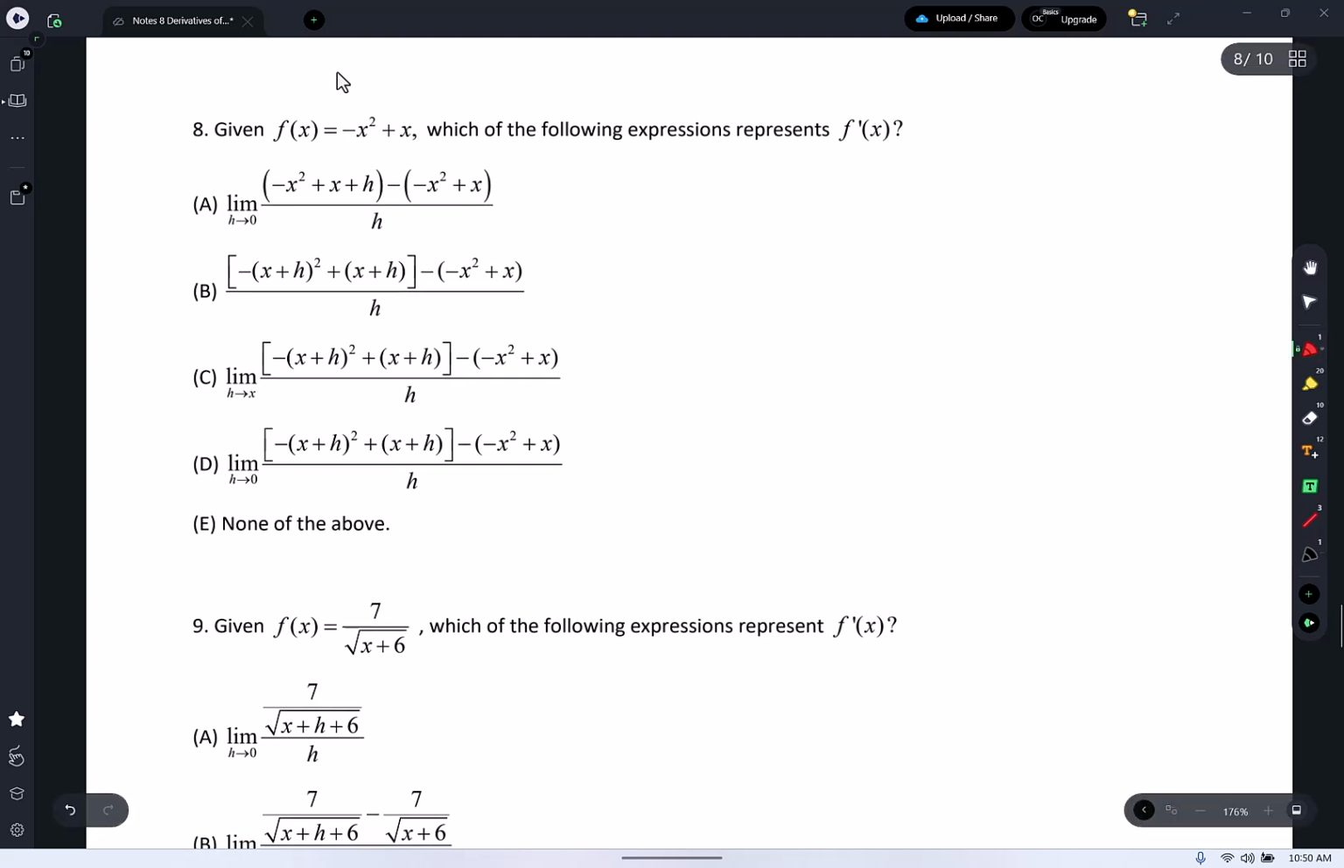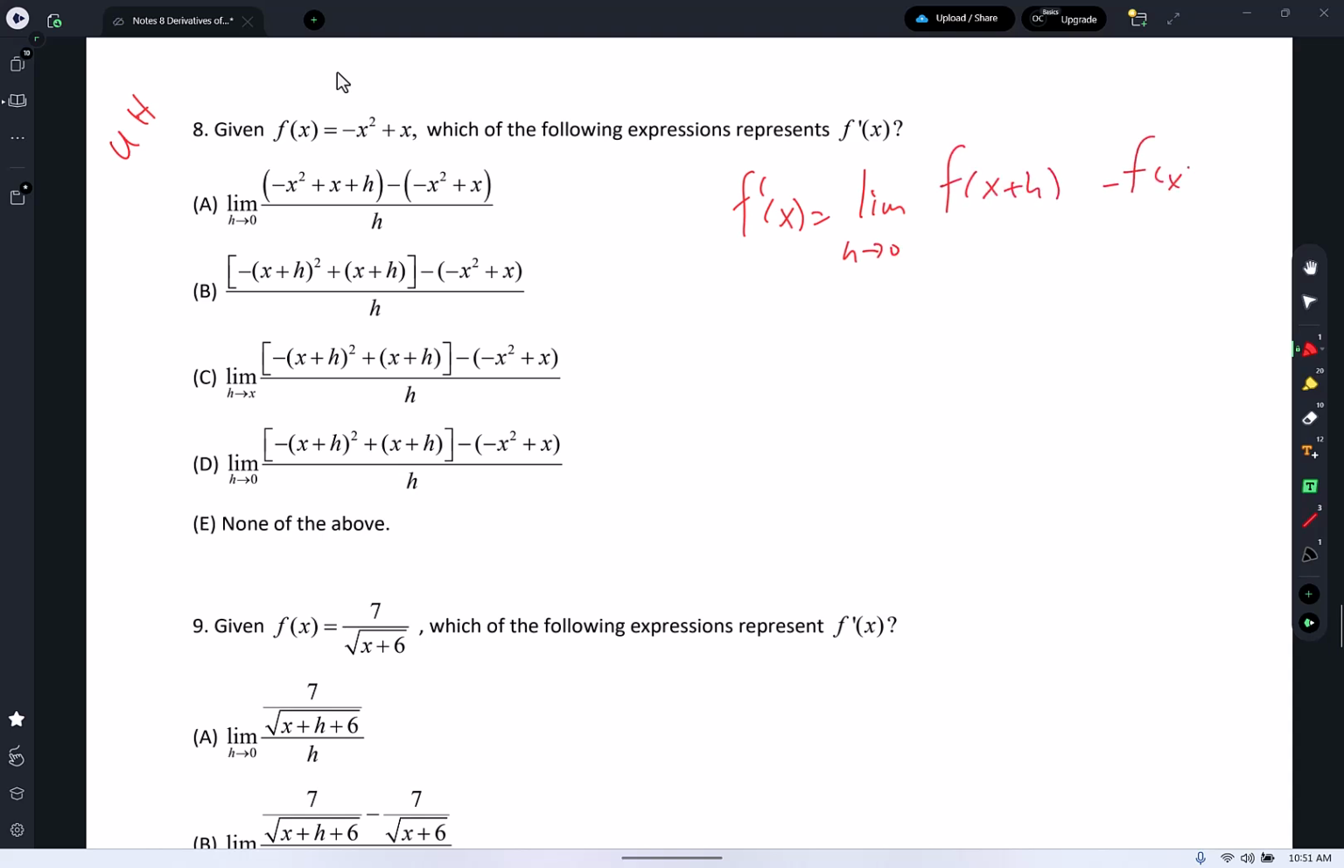Don't worry, guys, we're almost done. Number 8 is coming from UH. So you can already see which one's going to be next. It says, which of the following expressions represents f prime of x? So all you're doing is this, guys. F prime of x equals the limit as h approaches 0 of f of x plus h minus f of x, all over h. You're just looking for that.